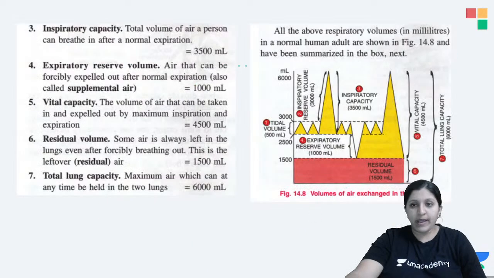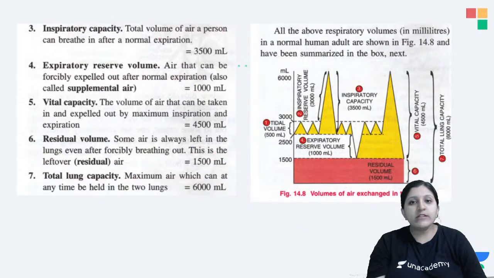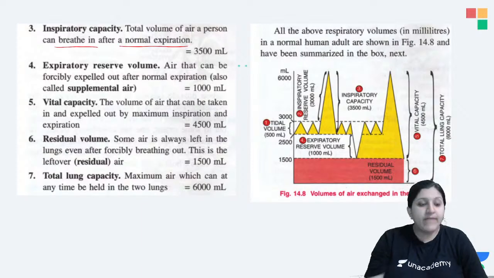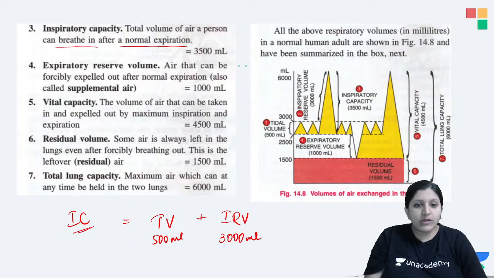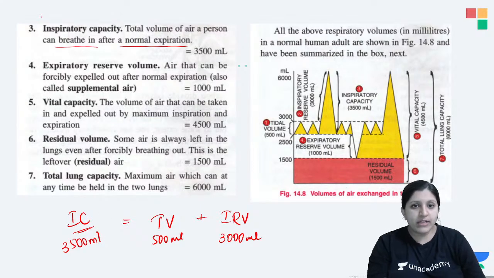Okay, so that is the total volume of air a person can breathe in after a normal expiration. So tidal volume is there, which is about 500 ml, and then inspiratory reserve volume is about 3000 ml. So this one is going to give us the inspiratory capacity, which is 3500 ml.